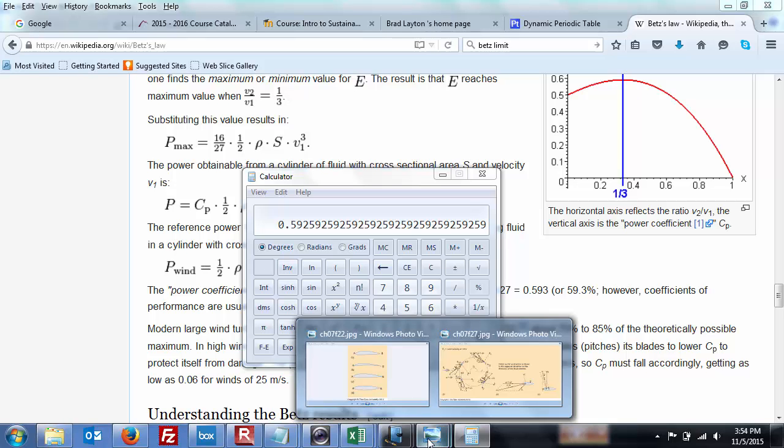Let's see what's next here. Okay, I think we can keep going with the figures for a little bit.